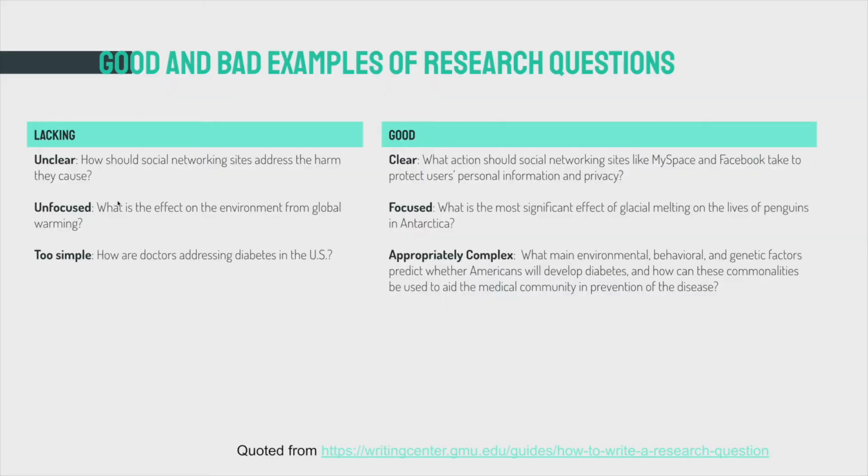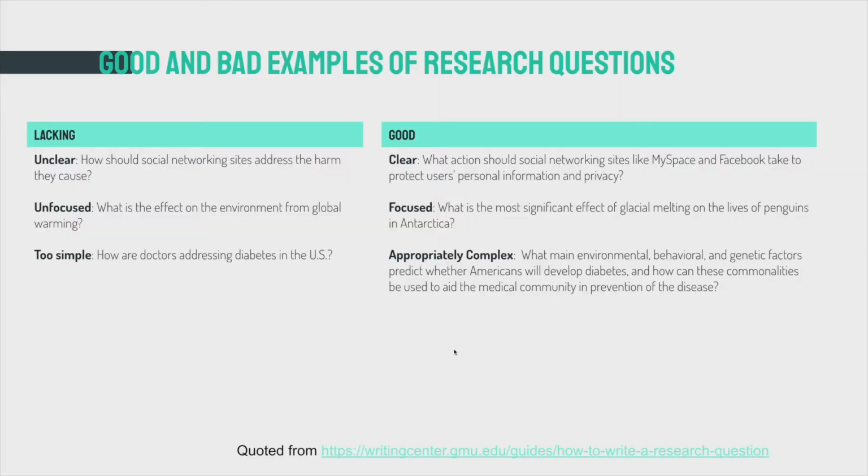Here's another unfocused one. What is the effect on the environment from global warming? That's huge. What's the effect on the environment? Like, that's crazy. Here's a more focused one. What is the most significant effect of glacial melting on the lives of penguins in Antarctica? Okay, you can already see how that's more clear. We've identified a specific animal group, a specific location, and a specific aspect of global warming.